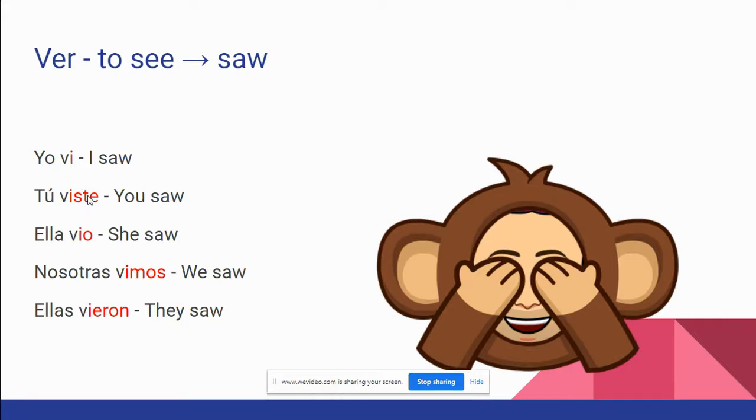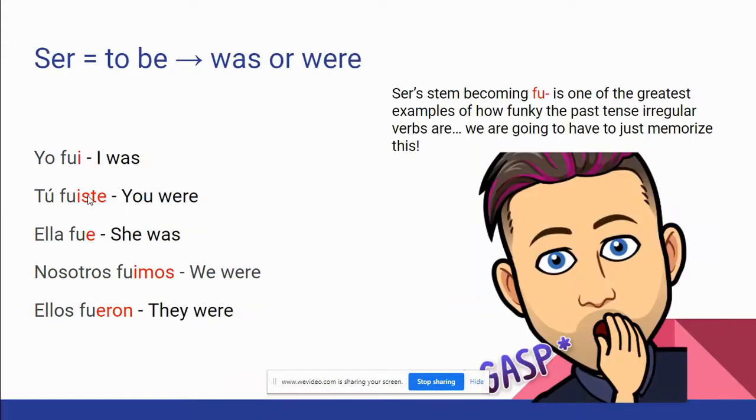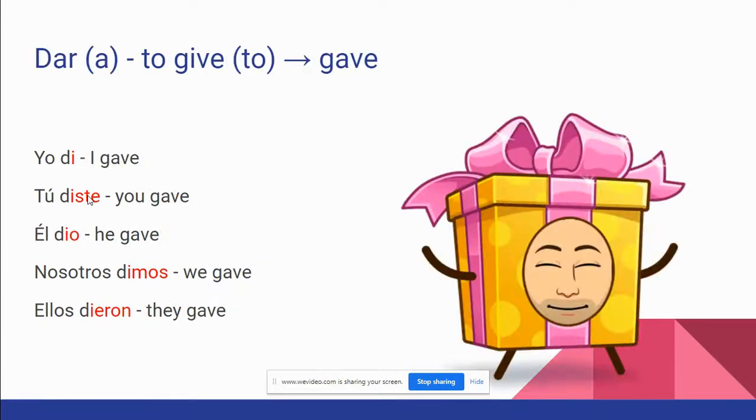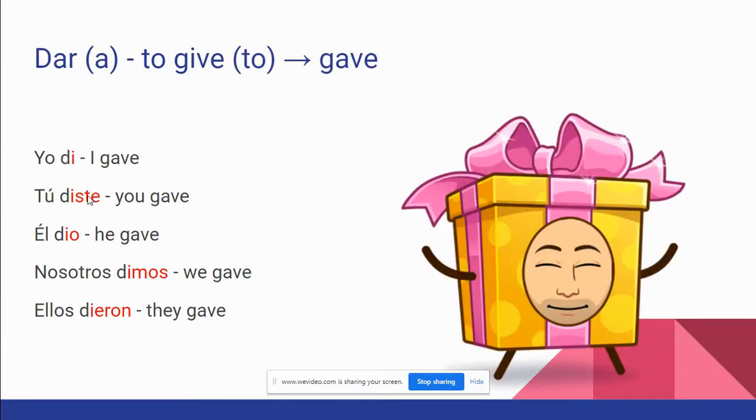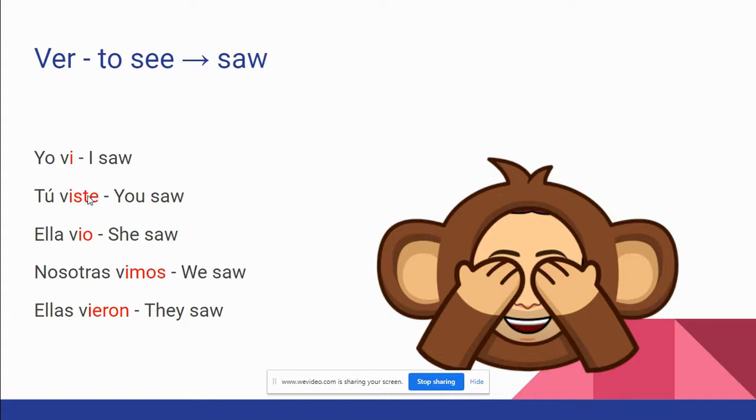The reason I teach these verbs together is ser and ir, these two verbs, they have the same conjugations. So I teach those two together. These two, dar and ver, there's literally one letter difference between the two. So I teach them together because they're so similar. And I want you to know the difference between them. So I teach them together to compare them to one another.